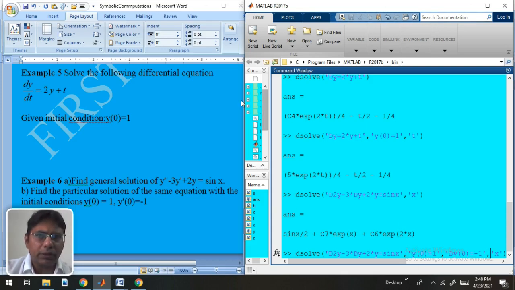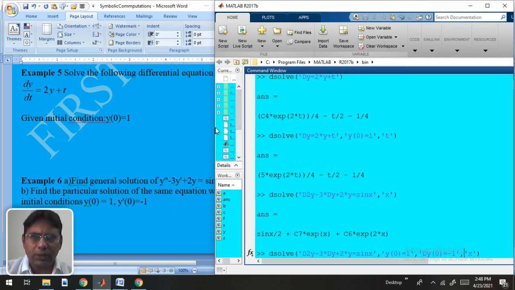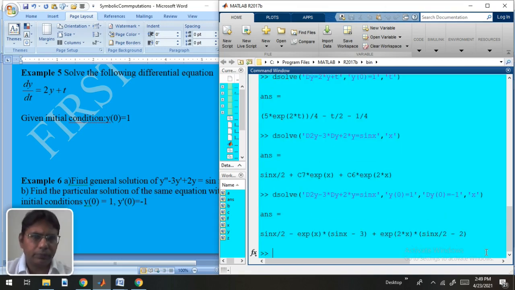So we write dsolve, D2y, and the equation we have already written. The conditions here are y0 is equal to 1 and Dy0 is equal to minus 1. Now we can check. This is what we get, the particular solution.